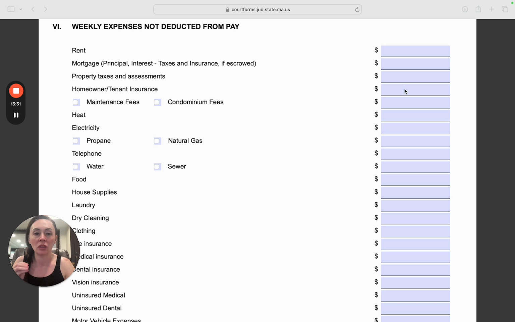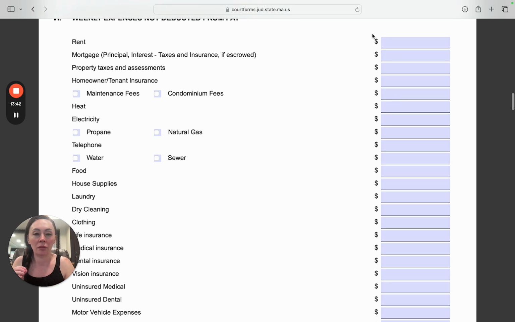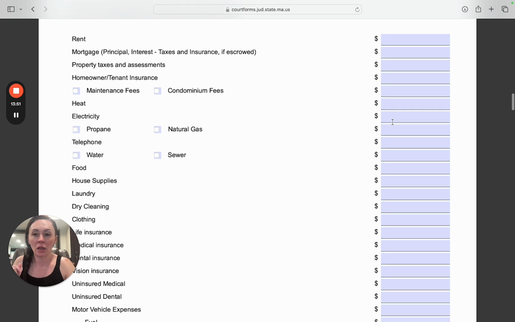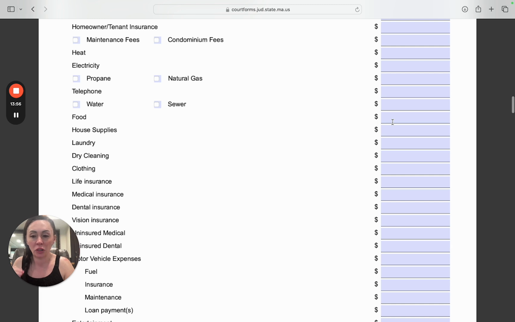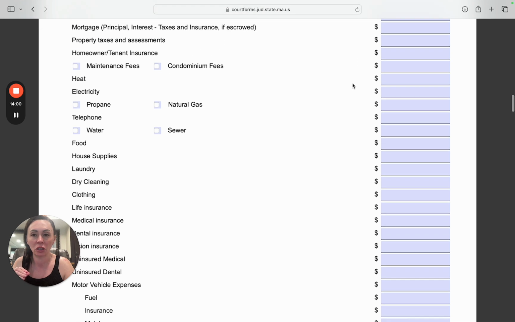Weekly, rent, mortgage, whatever you're paying, you're going to divide that monthly amount out by 4.3. If you have no rent, but you're paying a mortgage, make sure you're putting a 0 on the line and you're not leaving it blank. All right. Again, if some of these are not applicable to you, don't leave it blank. Write 0. Homeowners, tenant insurance, if you don't have it, put a 0.